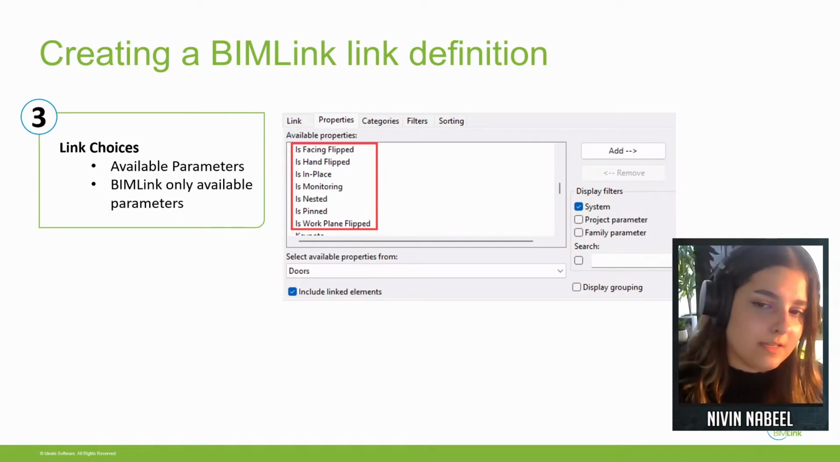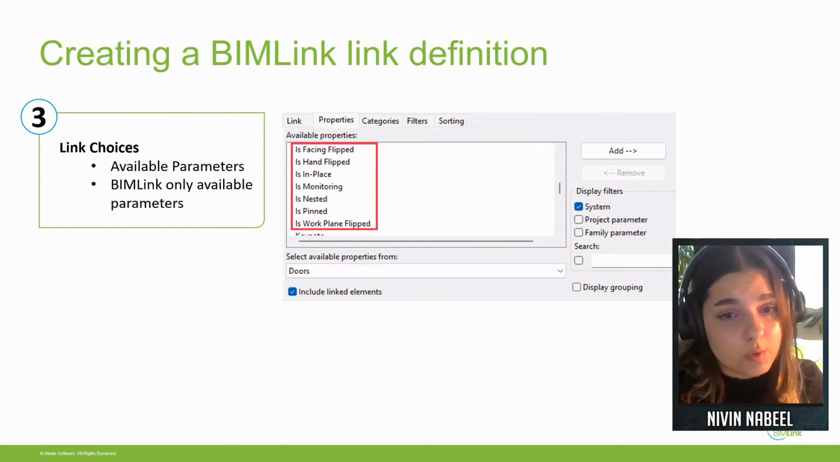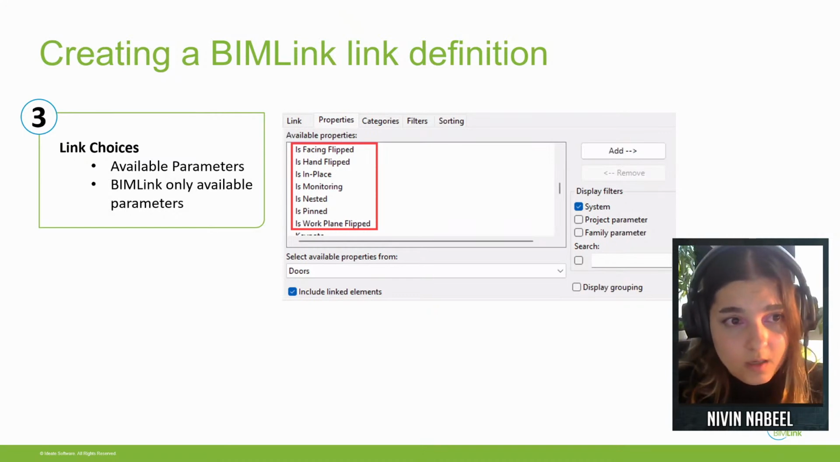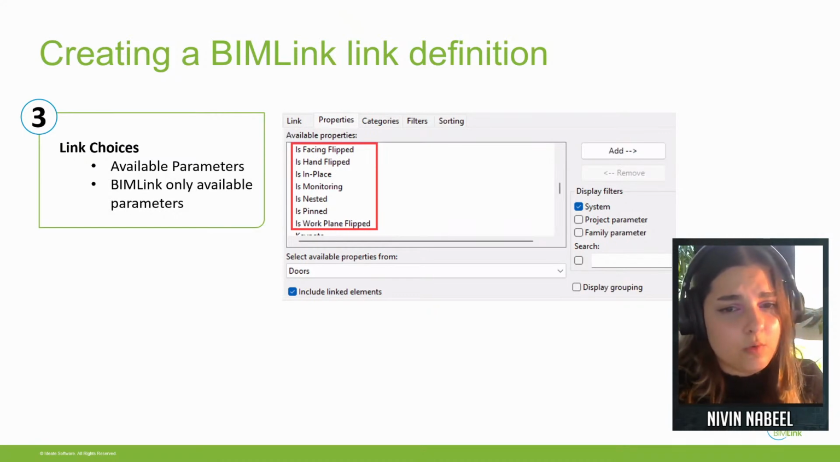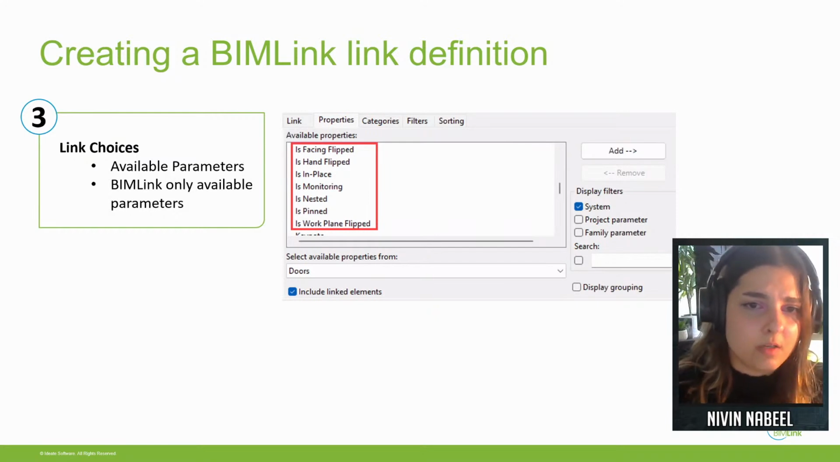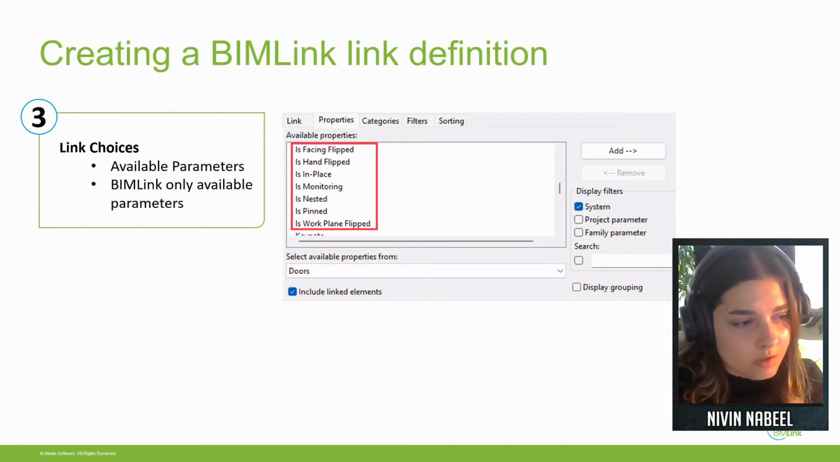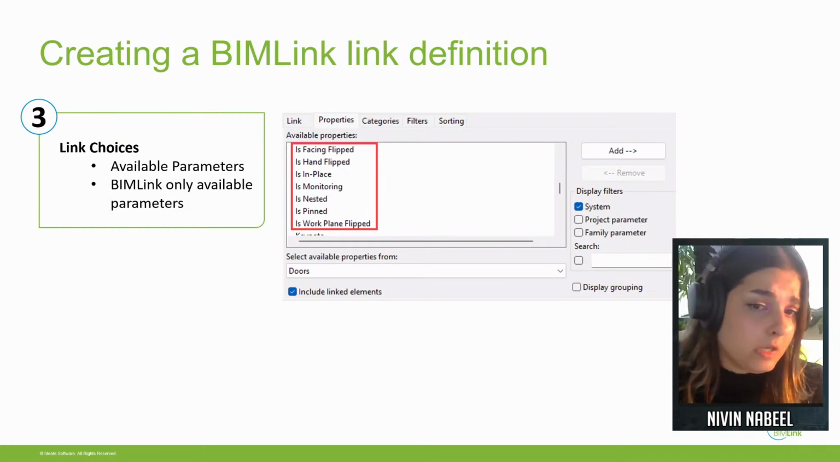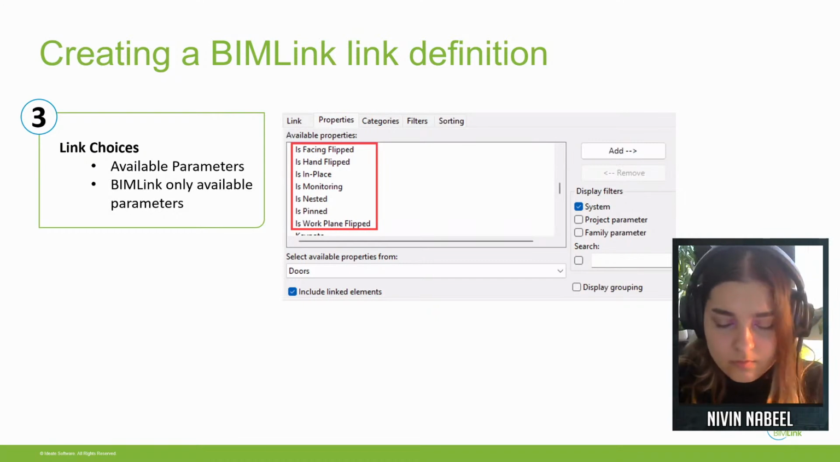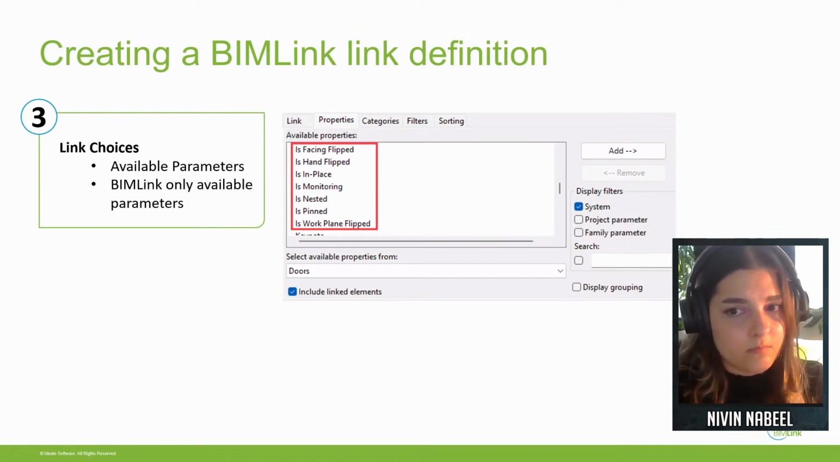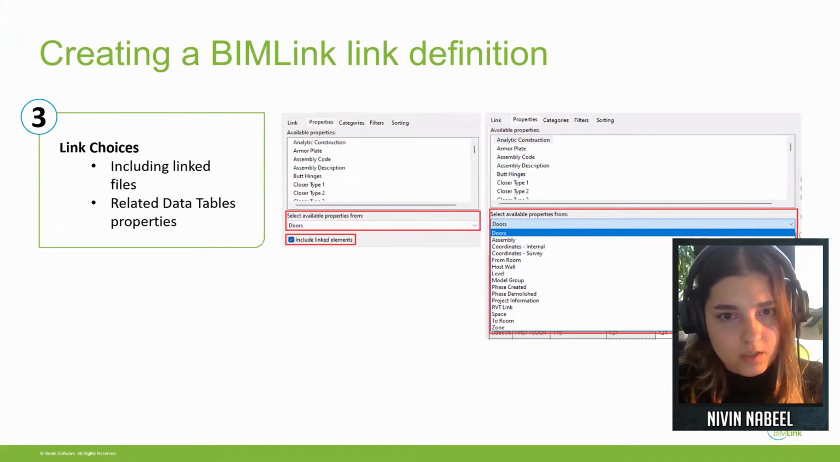add all those. Let's say you're creating your doors BIMLink definitions, and you want to do a lot of model audits and QA/QC. So let's say is pinned or is nested is one of the things that you want to look into, then you can include it in that link definition. Just be mindful that it is beyond the Revit data schedule.